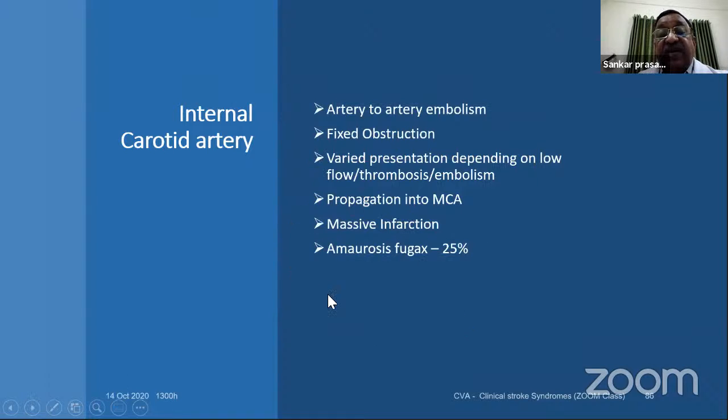As a warning sign, amaurosis fugax occurs in 25%. That means as if a curtain is drawn in front of the eye. It is always unilateral, it is transient, it improves. There is a visual loss which is transitory, happening as if a curtain has fallen in front, and you should think of amaurosis fugax and internal carotid artery occlusion.